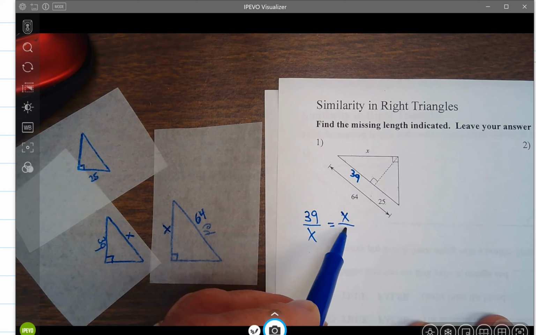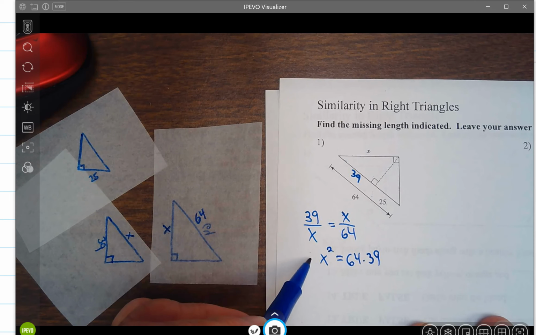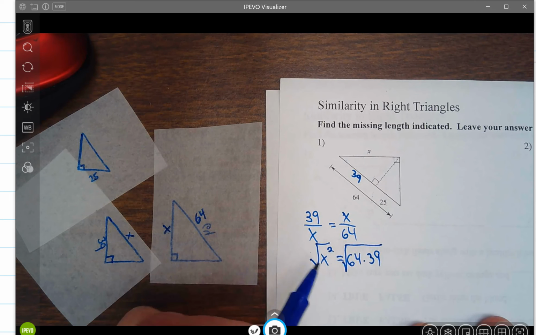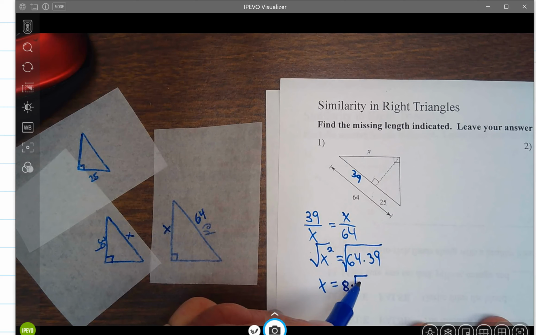X over 64. And so then when I cross multiply, I get X squared equals 64 times 39, and then we'll take the square root of both sides. And the square root of 64 is 8, and the square root of 39 cannot be broken down, so our final answer then is X equals 8 root 39.